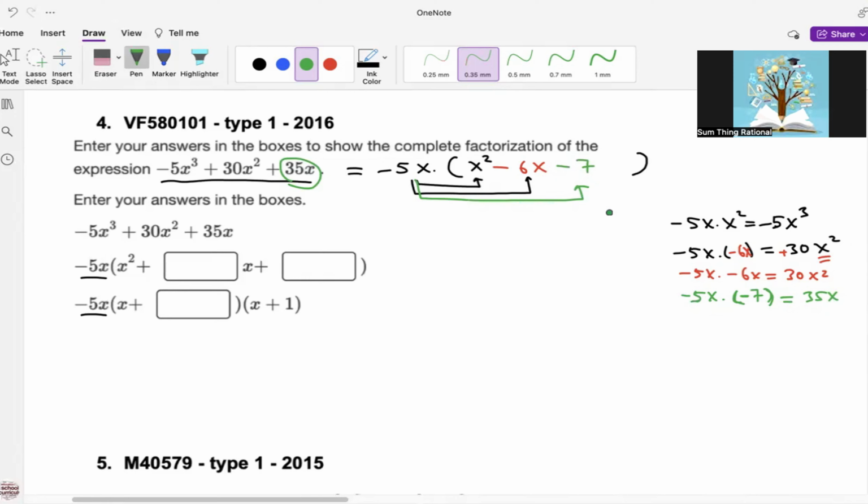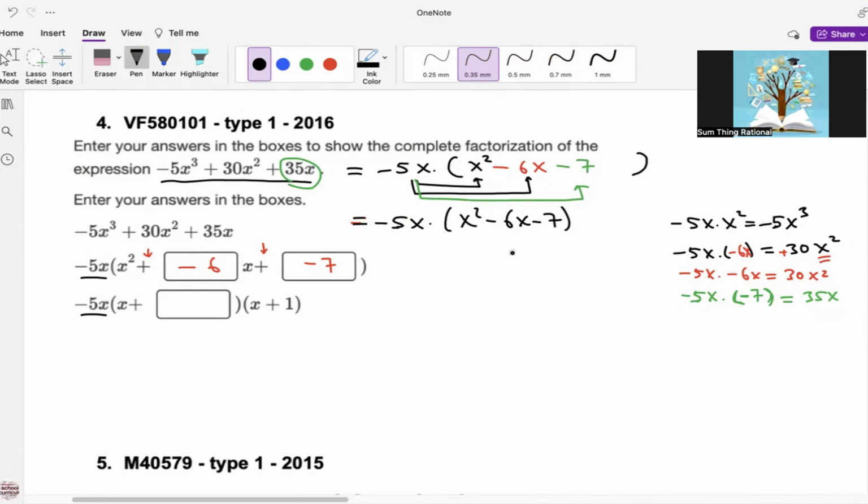Okay, very nice. So we factored out negative 5x. As you see here, it is also already factored out. So I need to put proper numbers in the boxes to get x squared minus 6x minus 7. Let me rewrite it: negative 5x multiplied by x squared minus 6x minus 7.